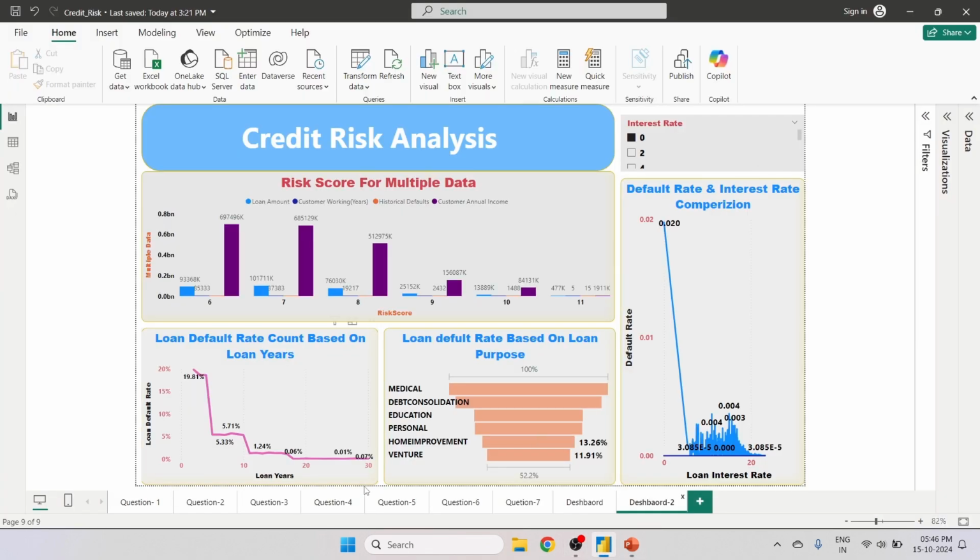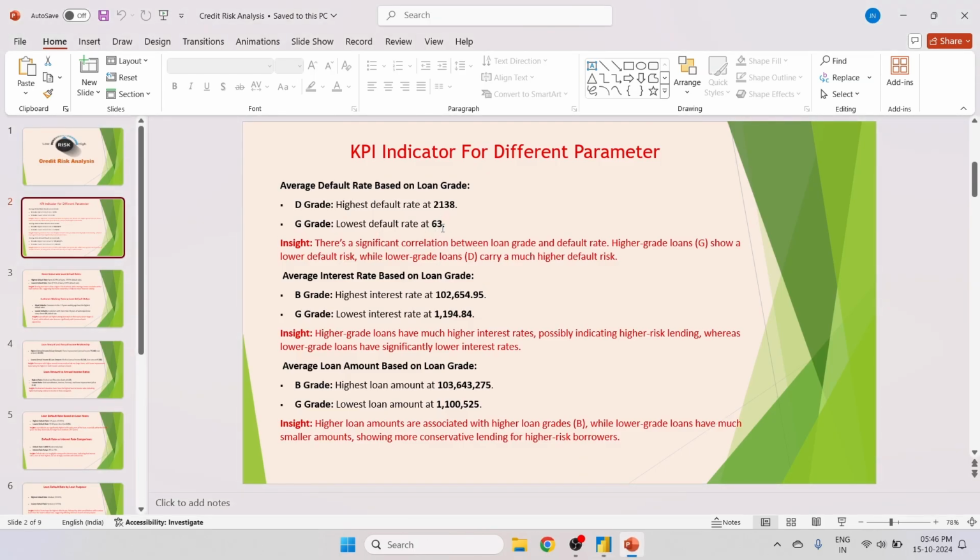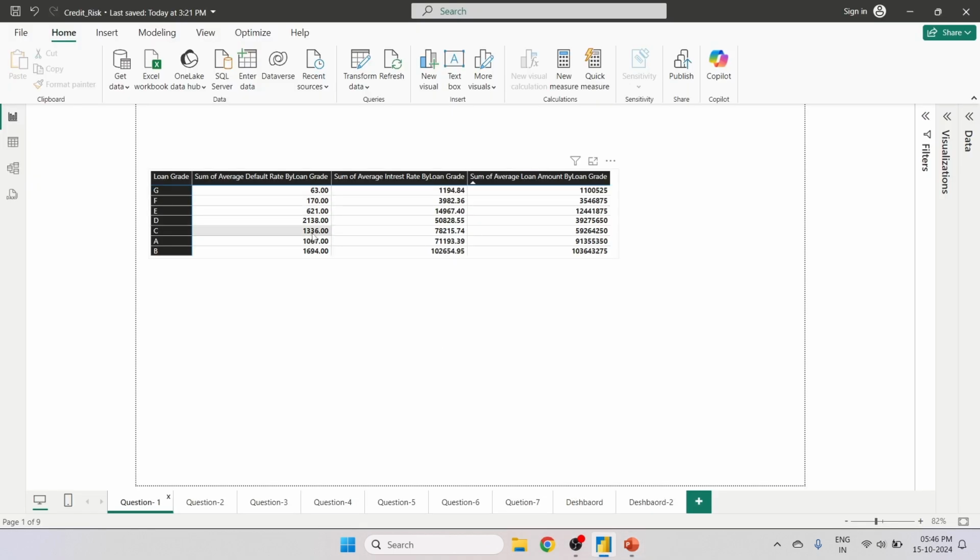Now this data we already saw in question number 1. Here 63 is already seen in my data, and 2138 for D. So this is my question number 1, KPI indicator.